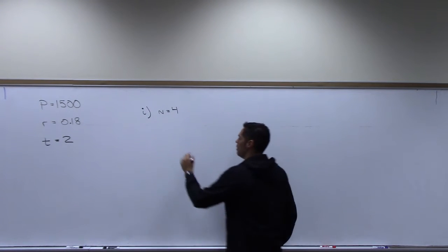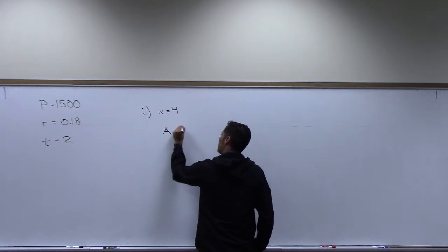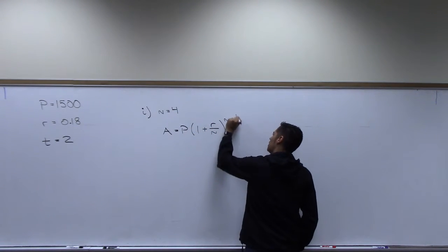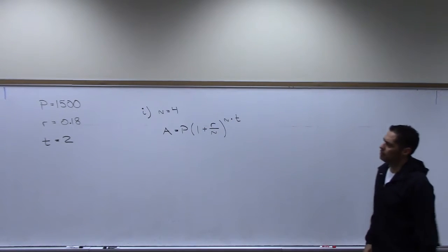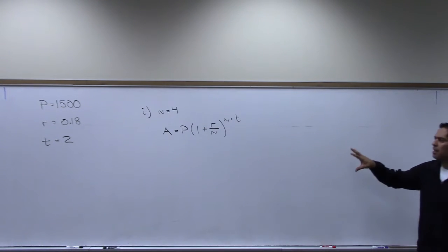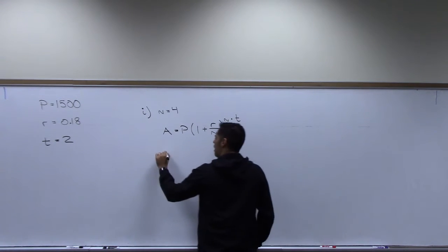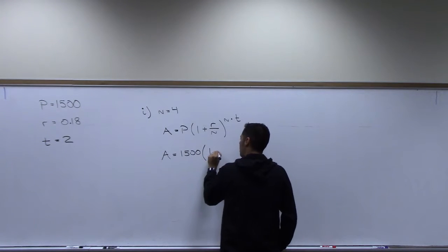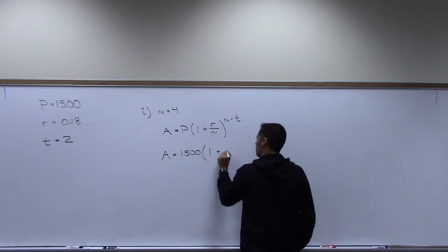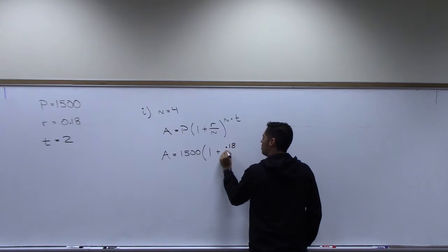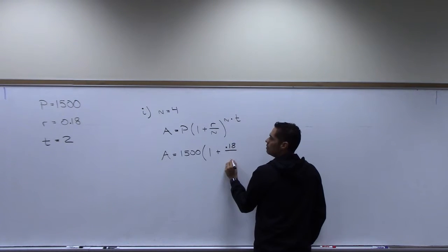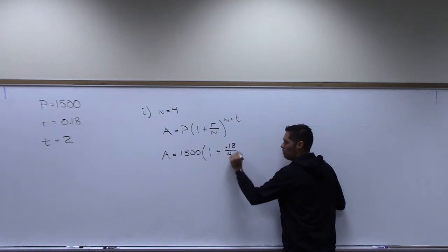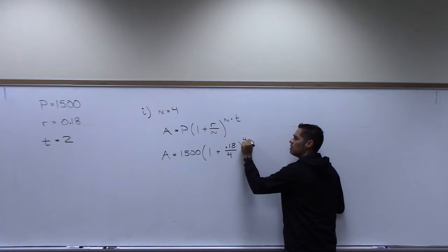Now let me write down the formula. The formula I'm using is A equals P times 1 plus R divided by N, raised to the N times T. And now I'm just going to use that formula and start filling in the blanks. So the amount that I have will be the $1,500 times 1 plus 0.18 divided by 4, all raised to the 4 times 2.